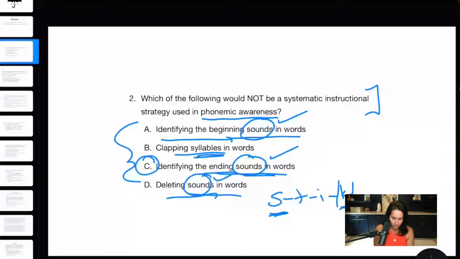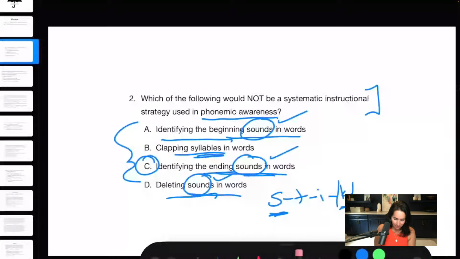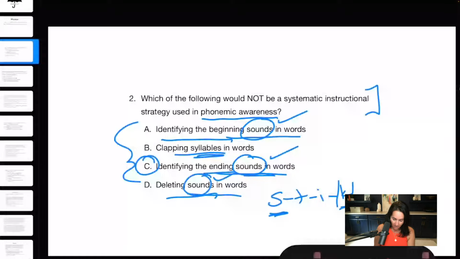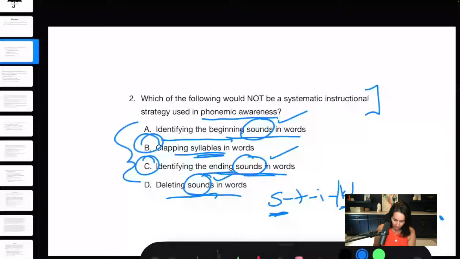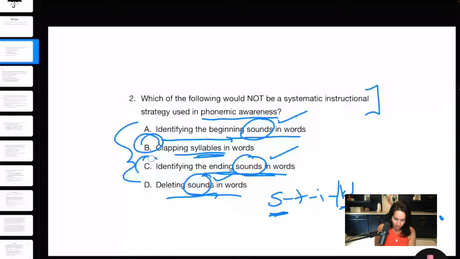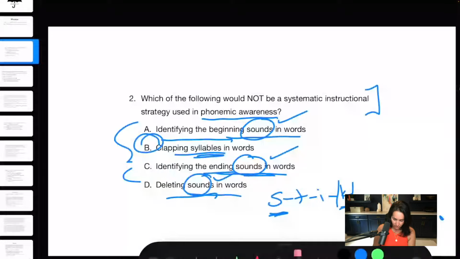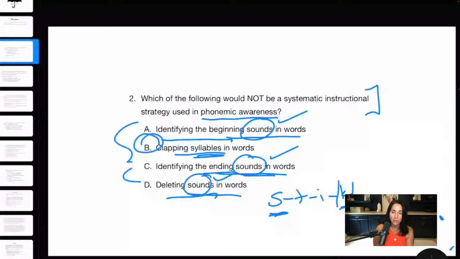So A, B, and D are all phonemic awareness. C is not, oops, sorry, not C, it's B. B is not, because B has to do with syllables in words. And syllables is phonological awareness. Remember, phonemic awareness is individual sounds in words. Phonological awareness has to do with syllables. So if I said, clap the syllables in apple, the kids might go, ap-ple.